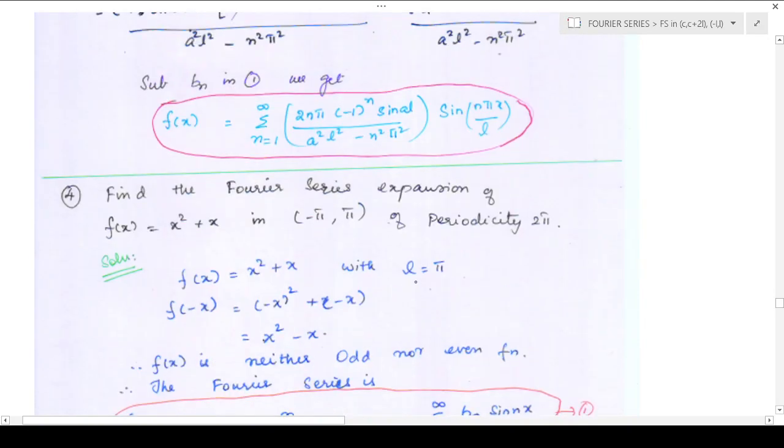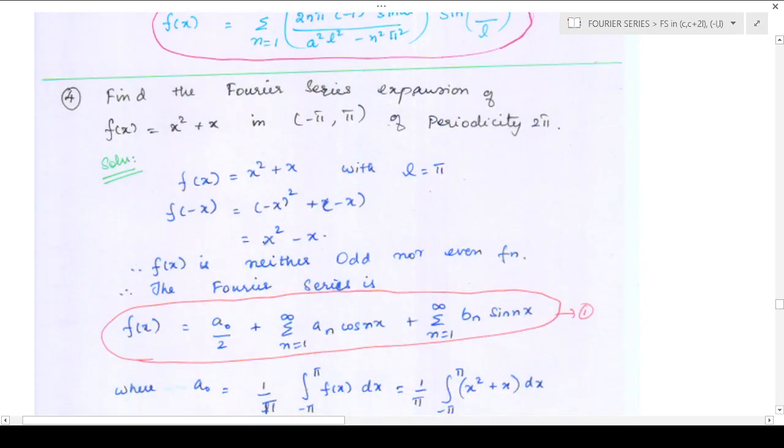Then the next question, the fourth question, is you are going to find the Fourier series for f of x equal to x square plus x in the interval minus pi to plus pi. See, replace x by minus x. It is coming to be x square minus x. f of x is x square plus x, f of minus x is x square minus x. So they are not equal, and they are not differing by a negative sign. So it is neither odd nor even. So your function will be like this. You have to find all a naught, a n and b n like this.